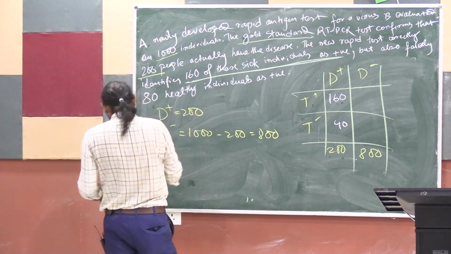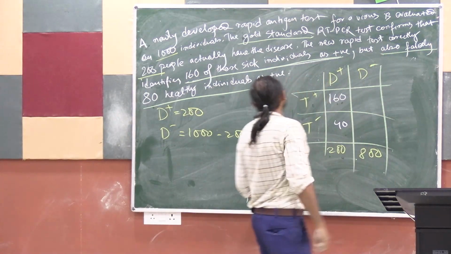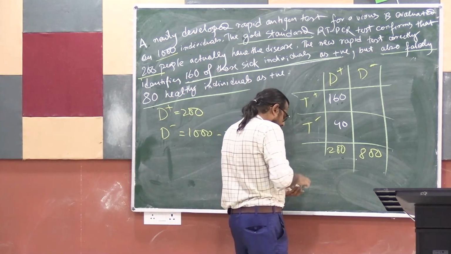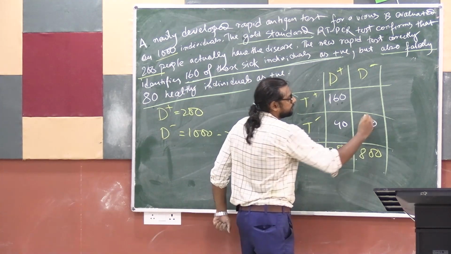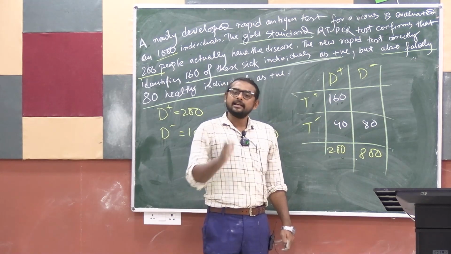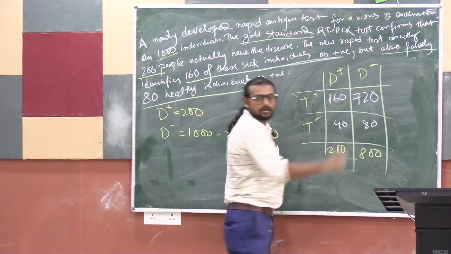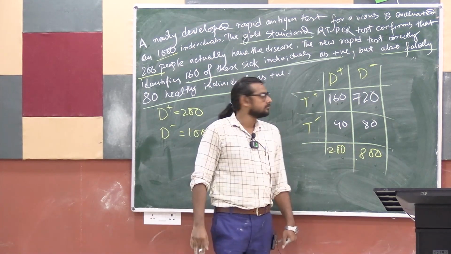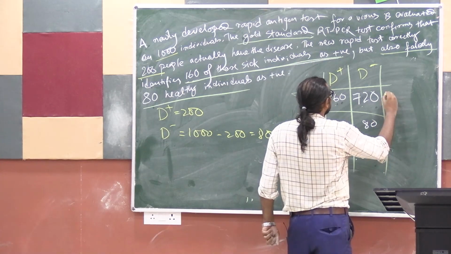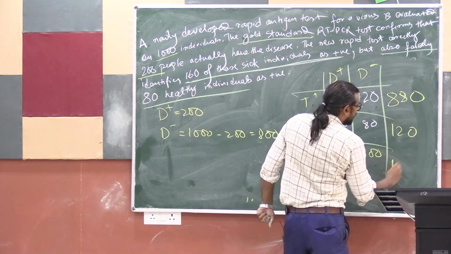80 healthy individuals as positive. It also falsely recognized 80 healthy individuals as positive. Correct? So 80 comes here. So how many does it correctly identify as negative? 720. Correct? And the rest you just add up and do. 880, 120, total comes out to be 1000.